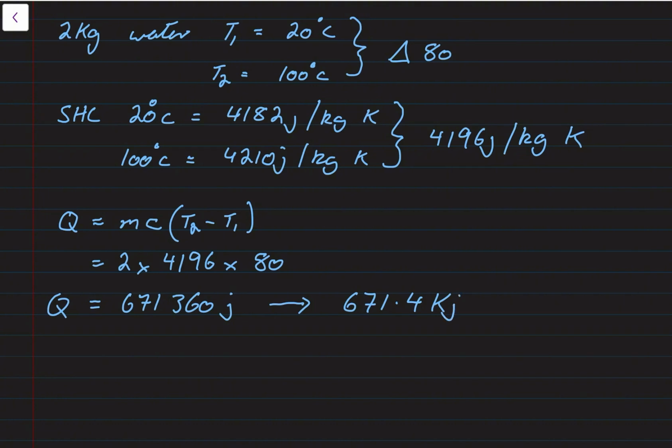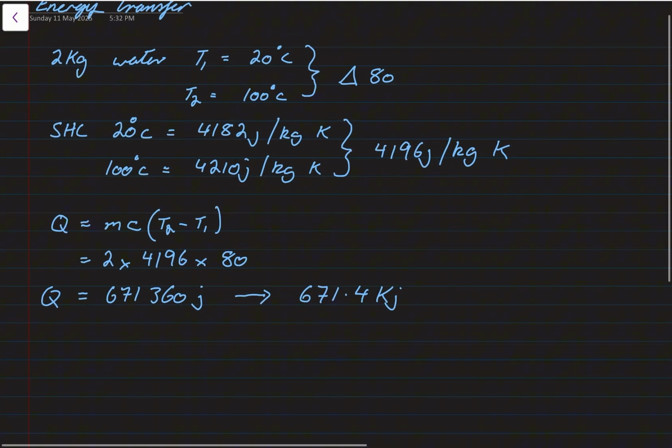kilojoules. Now, to put this in practical sense, say this is a jug of water at room temperature 20 degrees, and there's 2 kilos of water in that jug. Now what happens if we decrease the amount of mass in that jug to see if that affects our efficiency? So say we drop it down to 0.5 kilograms of water.